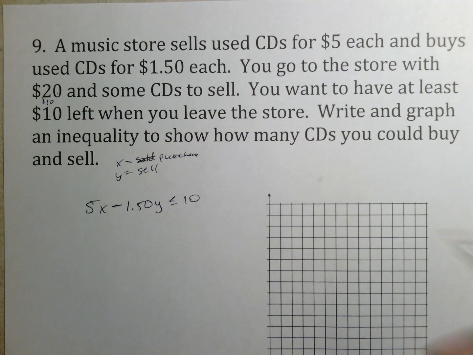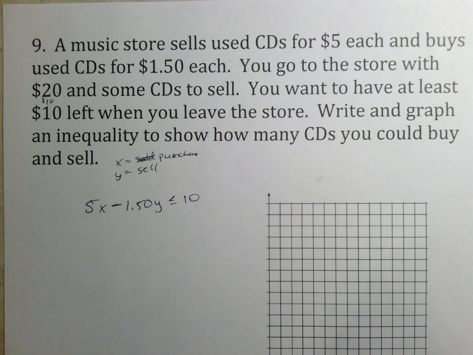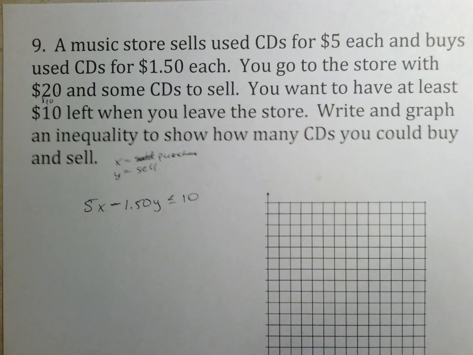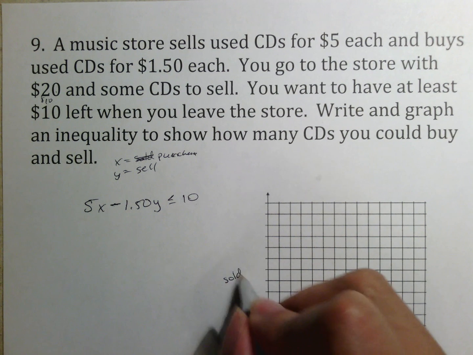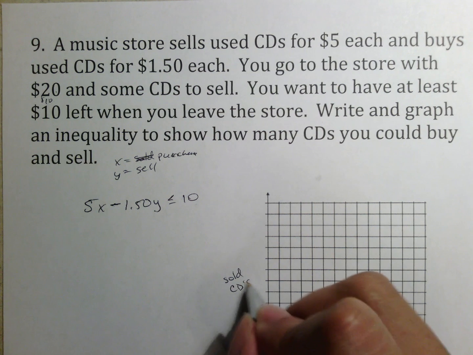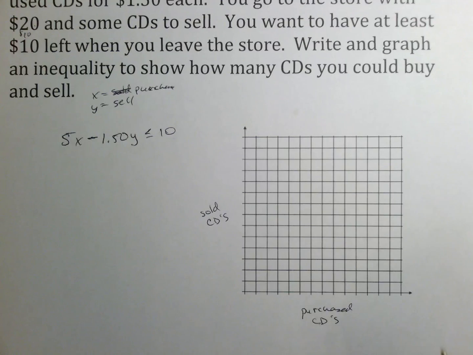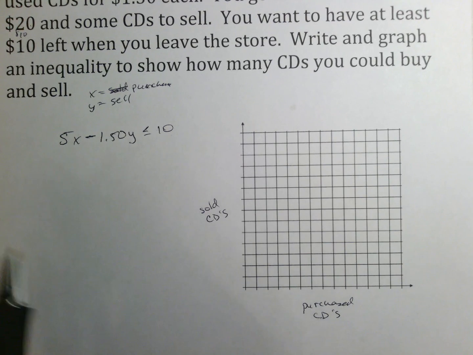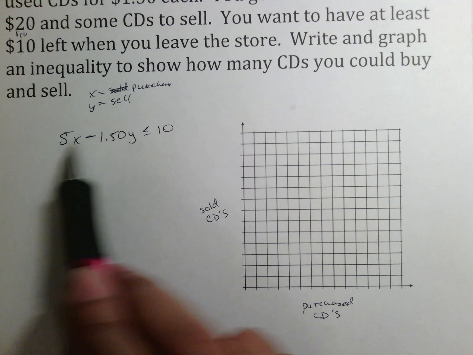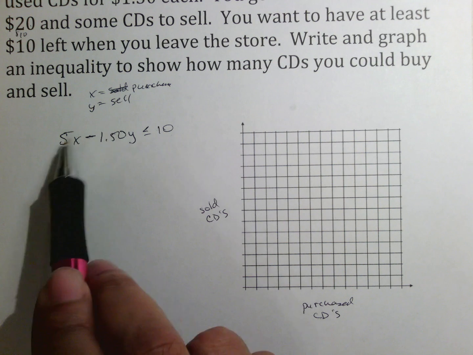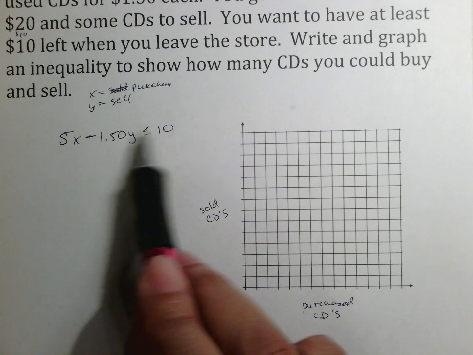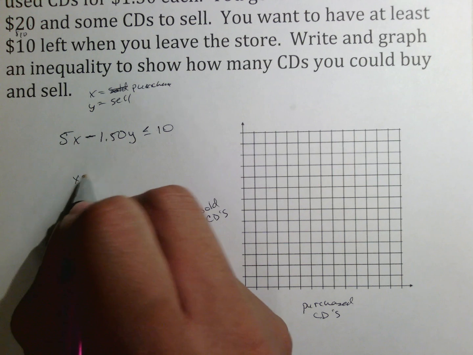And so when I go to graph this, again, x would be your purchased CDs, and this would be your CDs that you sell. That's your first label. The second thing is I have to make sure I know what's going on in terms of my graph here. And again, this is not standard form, so I need to make sure that I look for my intercepts.